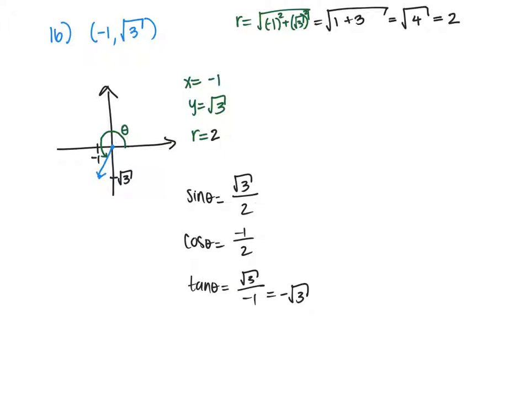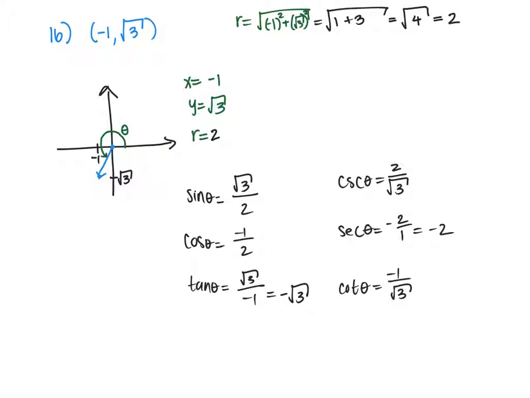Okay, now that we have the ratios, we're going to find the reciprocal. So if I were to flip this, this would be 2 over the square root of 3. And then this would be secant, -2 over 1, which is just -2, right, if you were to divide that number. And then cotangent is going to be -1 over the square root of 3.